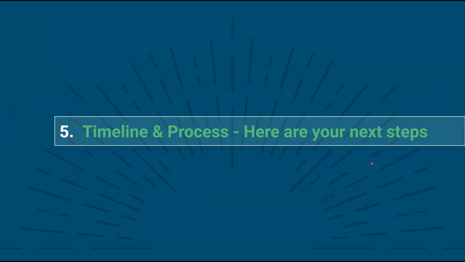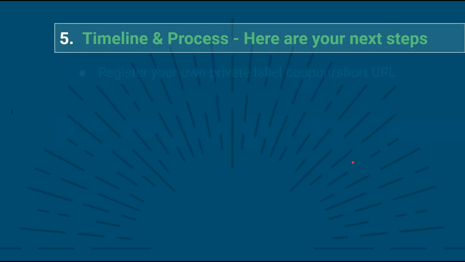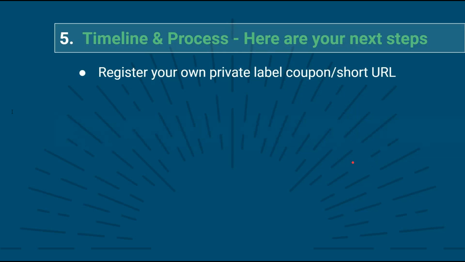All right, so timeline and process. Here are your next steps. So number one, let's get you to register your own private label coupon and short URL. Some of you have done this already, but the majority of you have not. This can be the same. So the coupon URL and the short URL can technically be the same link. You do not have to register two different links. You can if you want to, but you don't have to.